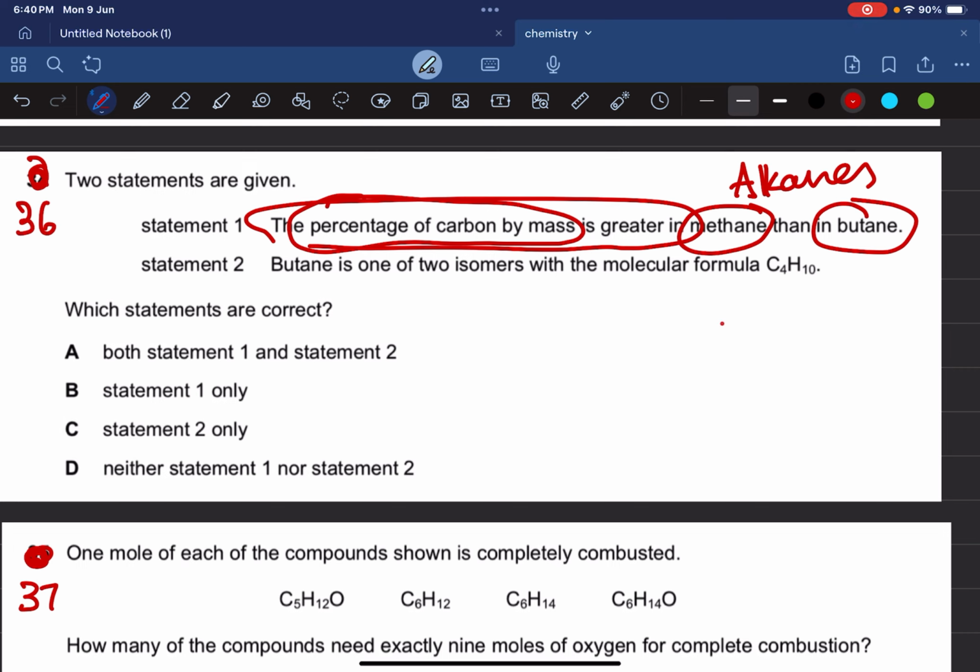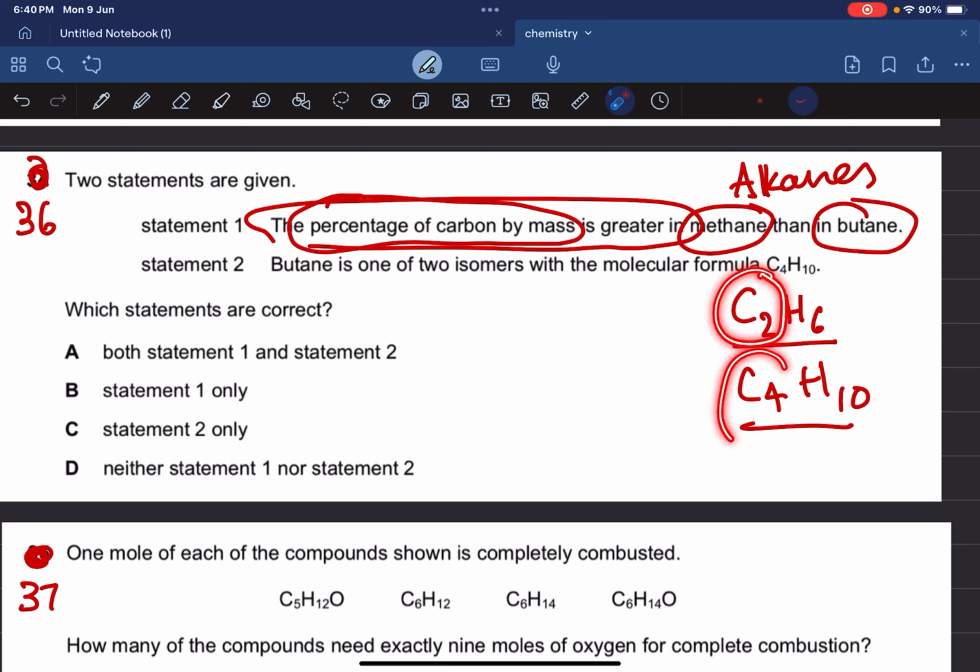For instance, I take C2H6 and I take C4H10. You might think these are two different alkanes. This is ethane and this is butane. Calculate the percentage by mass of carbon by yourself. You're going to find that both of them have equal percentage by mass because both of them are alkanes. So statement 1 is correct.